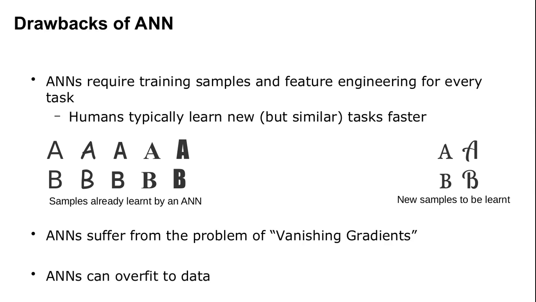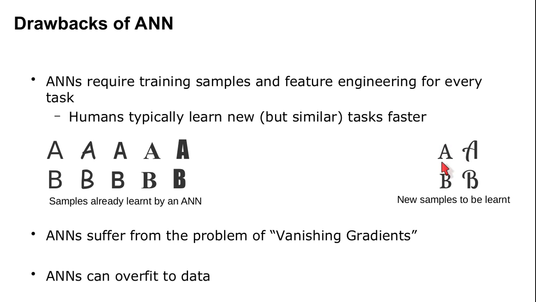A primary drawback of artificial neural networks is that they require training samples and feature engineering for every new task, whereas humans typically learn a new but similar task much faster. So for instance, if a human being has already seen these alphabets and has already learnt how to recognize these alphabets as an A, then when this particular sample is shown, the human will most likely be able to recognize that this is also the alphabet A, even though the shape is slightly different.